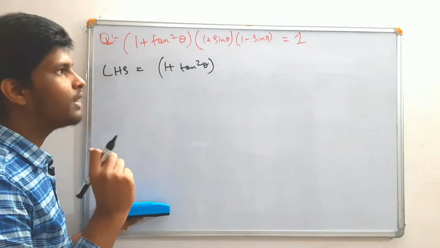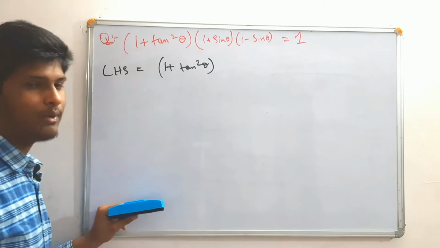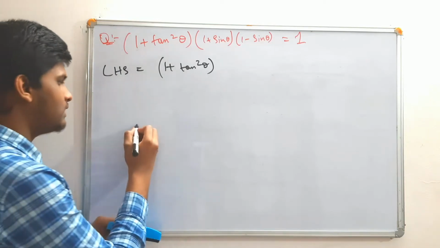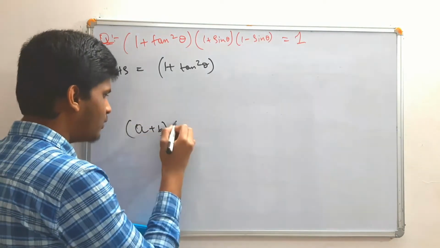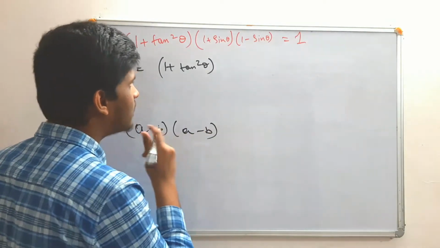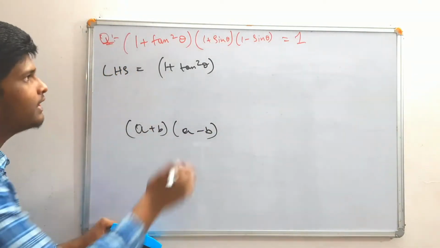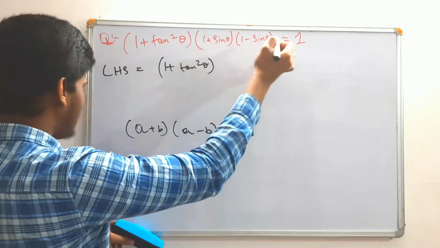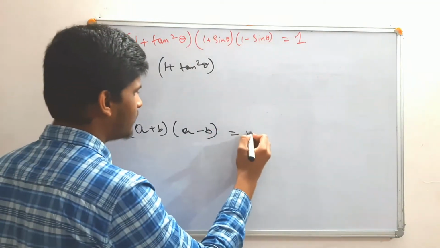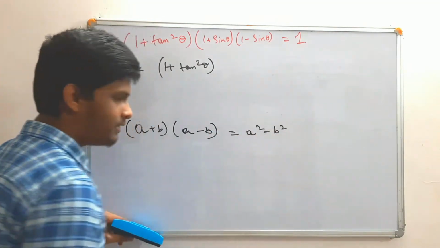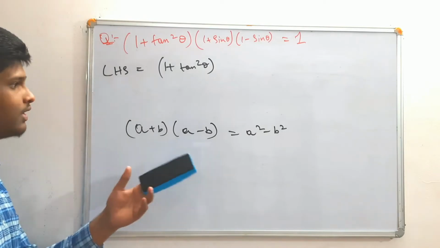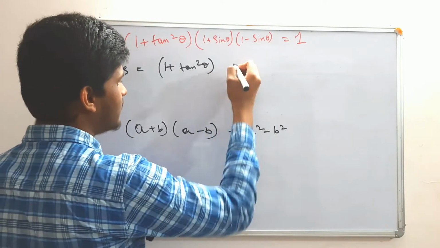If you remember algebraic expressions, what is this? A plus B into A minus B. In this form, right? A, B, A plus B, A minus B. So what do we get? We get A square minus B square, right? So we can write this one as A square minus B square.